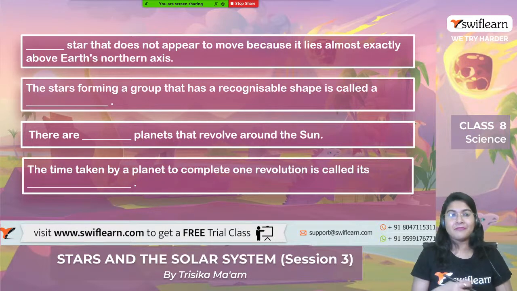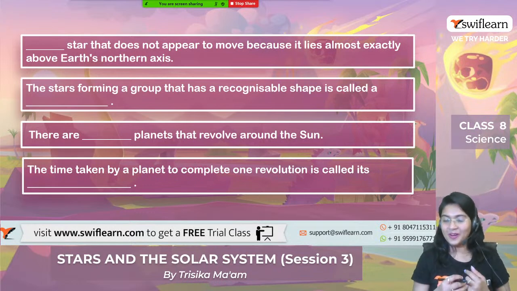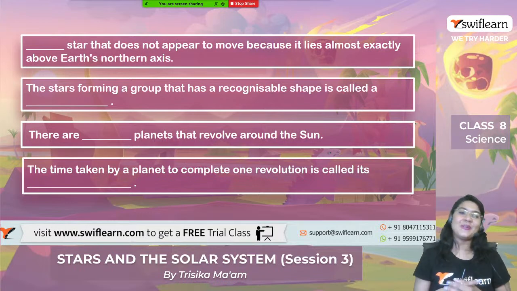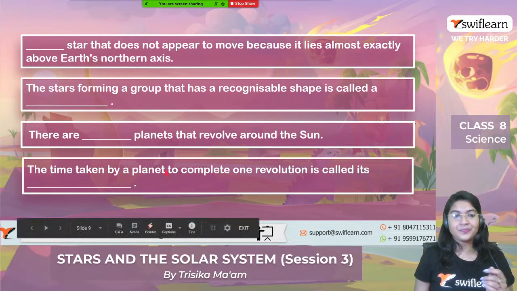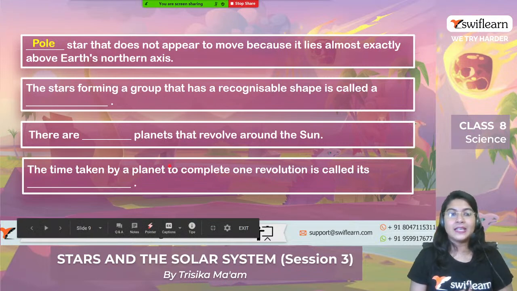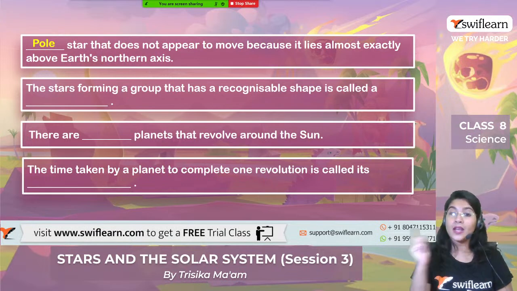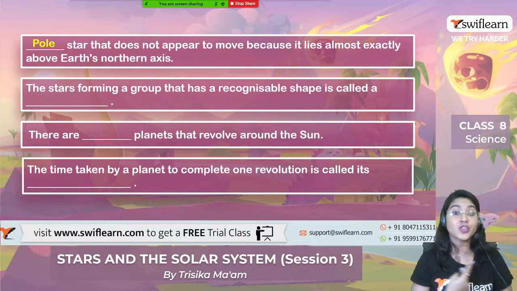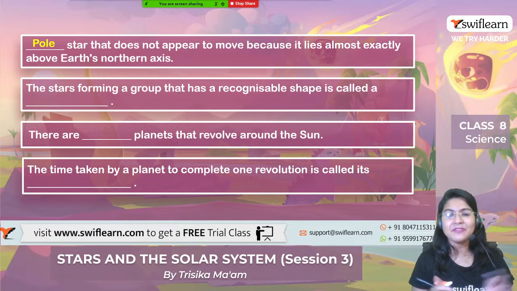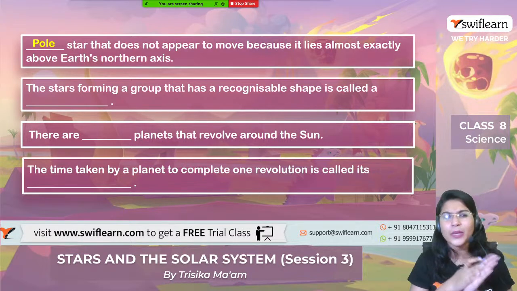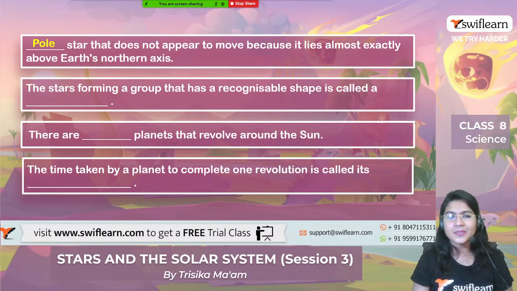Yes, Harnit, it will be the pole star. It is in the north, but the name of the star is the pole star. Okay, and the last question: the time taken by the planet to complete one revolution around the sun is called its dash. What will be the answer? Let me find out who can give me the second answer quickly. Quickly give me the second answer, beta.